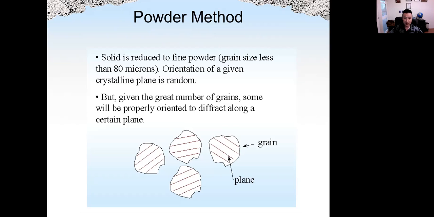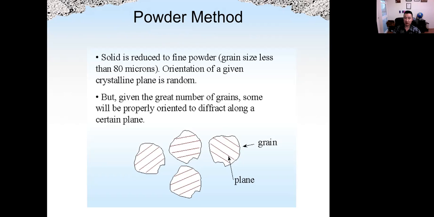For the powder method, the solid sample is reduced to fine powder. Typically, the size of the grain, the powder particles, should be less than 80 micrometers. For a certain type of sample, the orientation for a given crystalline plane is random. However, we have so many grains, the number of grains is huge. So some will be properly oriented to diffract along certain planes.